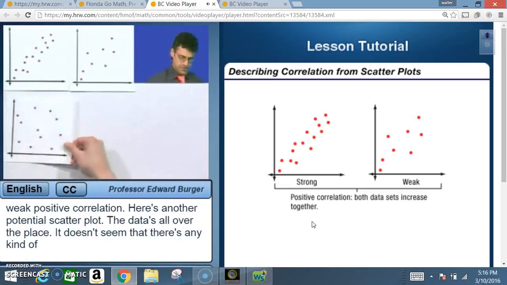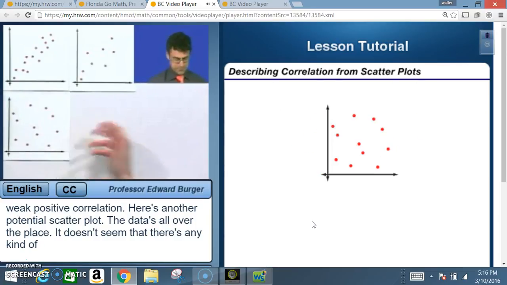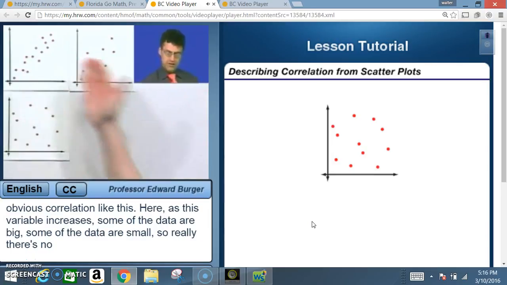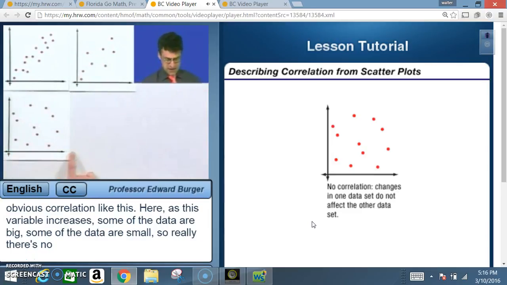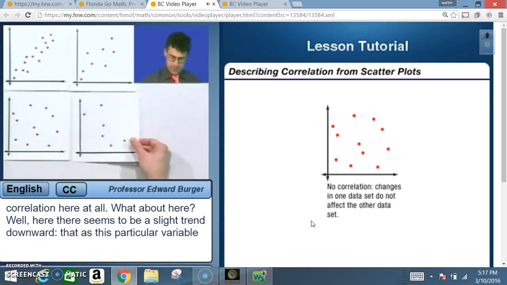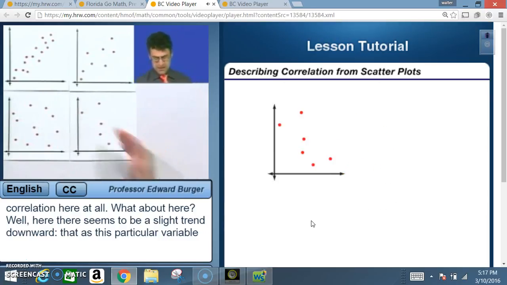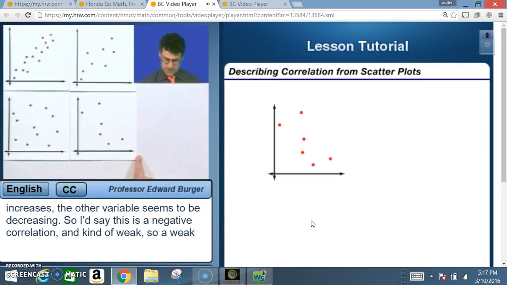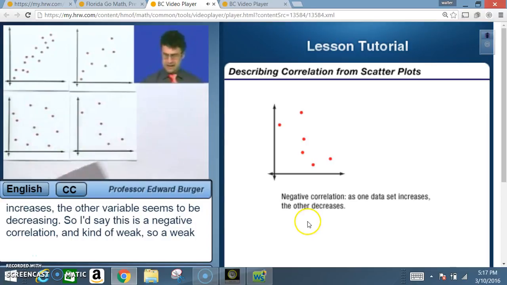Here's another potential scatter plot. The data is all over the place. Doesn't seem like there's any kind of obvious correlation. Here, as this variable increases, some of the data are big, some data is small. So really there's no correlation here at all. What about here? Well, here there seems to be a slight trend downward. As this particular variable increases, the other variable seems to be decreasing. So I'd say this is a negative correlation and kind of weak. So a weak negative correlation.